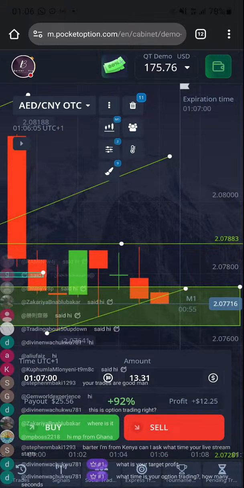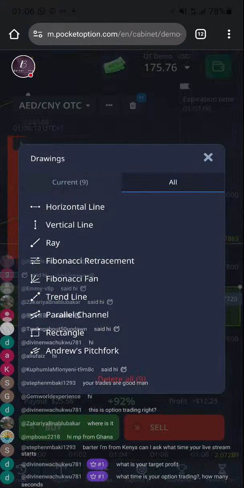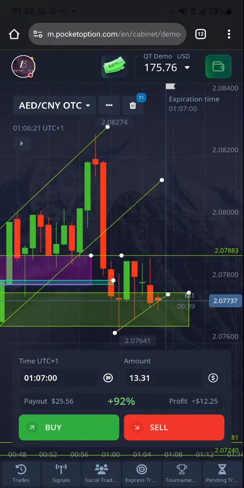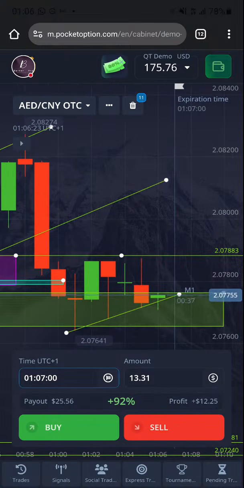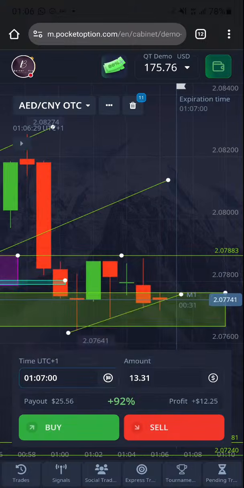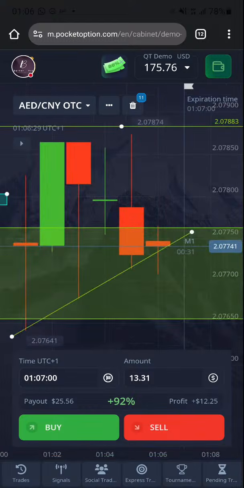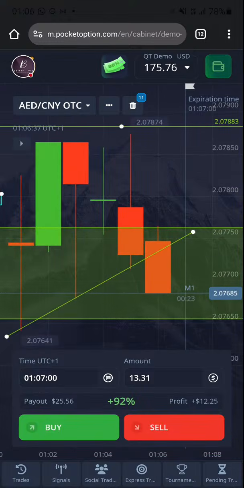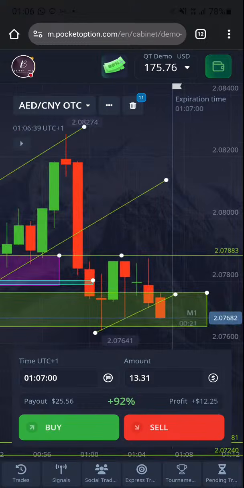What time is your option trading? It's 1 minute actually. It's a 1 minute time frame. So we are trading the 1 minute time frame, and we're also trading 1 minute trade time. And we are currently using the flag mode. The reason why we're using the flag mode is so that when the candle closes, our trade will also close. I can still go with the buyers after this.